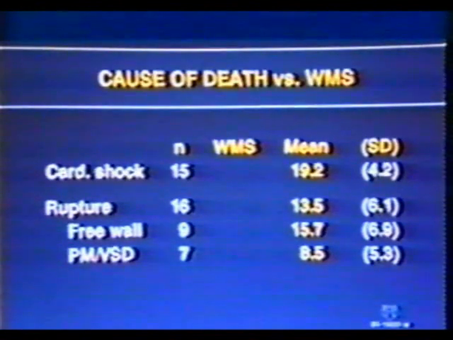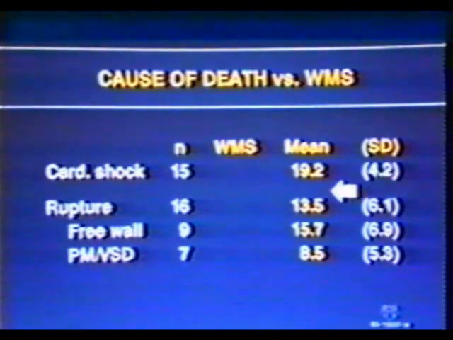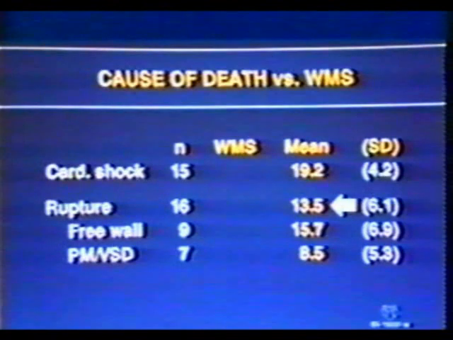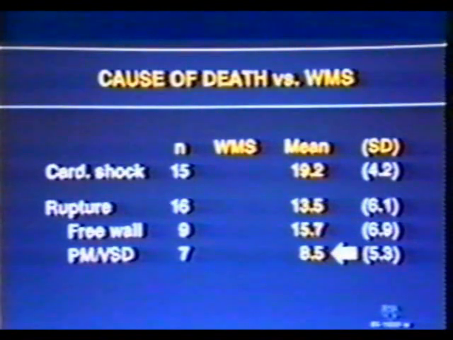For the patients dying in hospital, there was a significantly higher mean wall motion score, 19.2, for those patients with severe pump failure, compared to the mean score of 13.5 for those patients who expired with cardiac rupture. And note that the mean score for patients with free wall rupture was significantly higher than the mean score for patients who died with ruptured papillary muscles or septa.